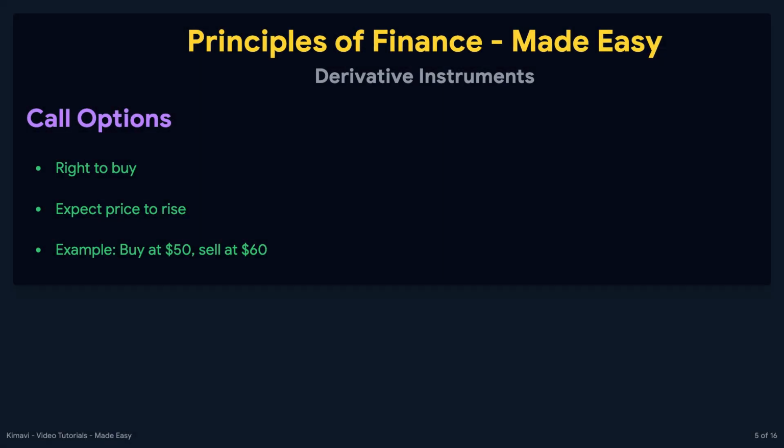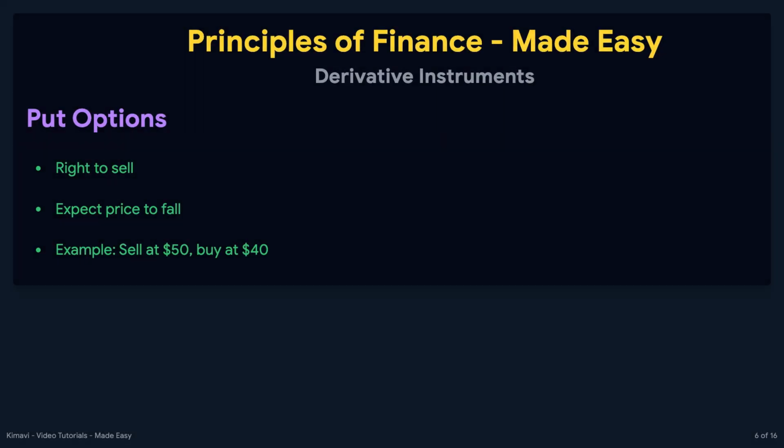A call option gives the holder the right to buy an underlying asset at the strike price. Investors purchase call options when they expect the price of the underlying asset to rise. For example, if you buy a call option on a stock with a strike price of $50, expiring in 1 month, and the stock price rises to $60, you can exercise the option to buy the stock at $50, making a profit of $10 per share, excluding the cost of the option.